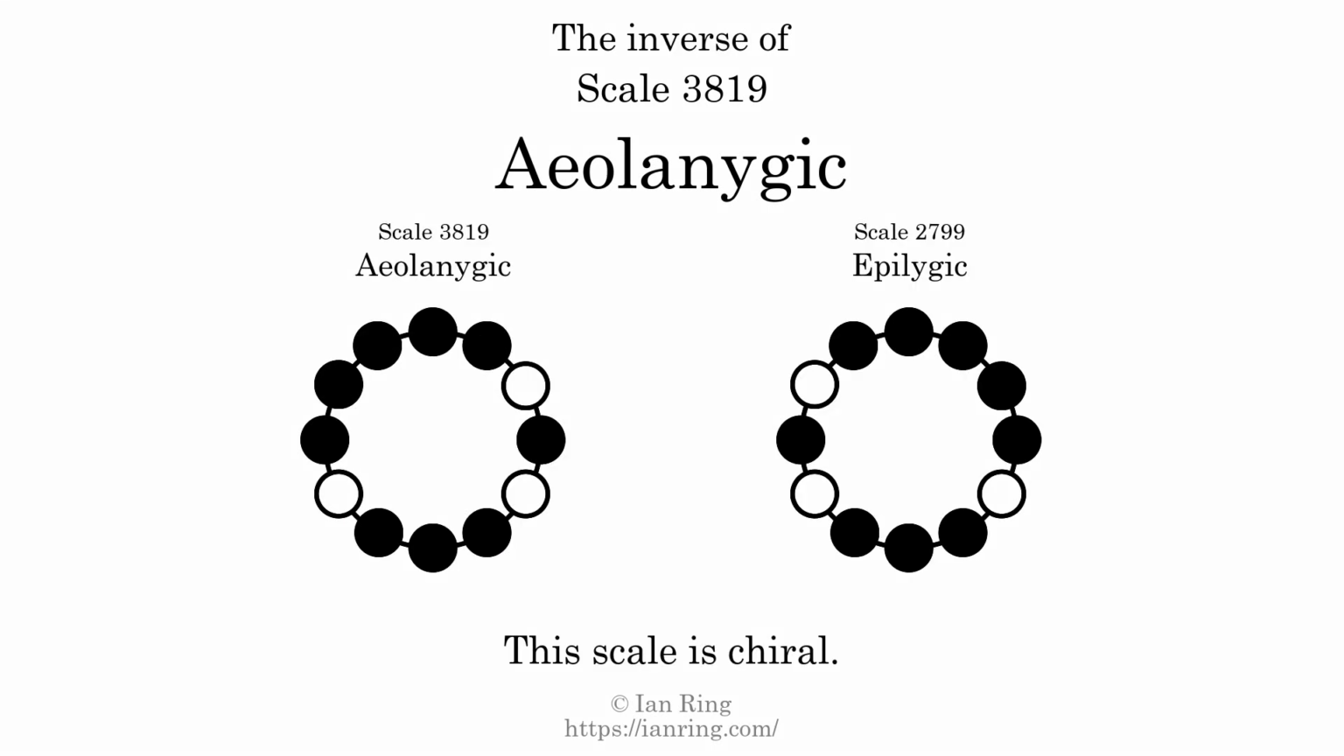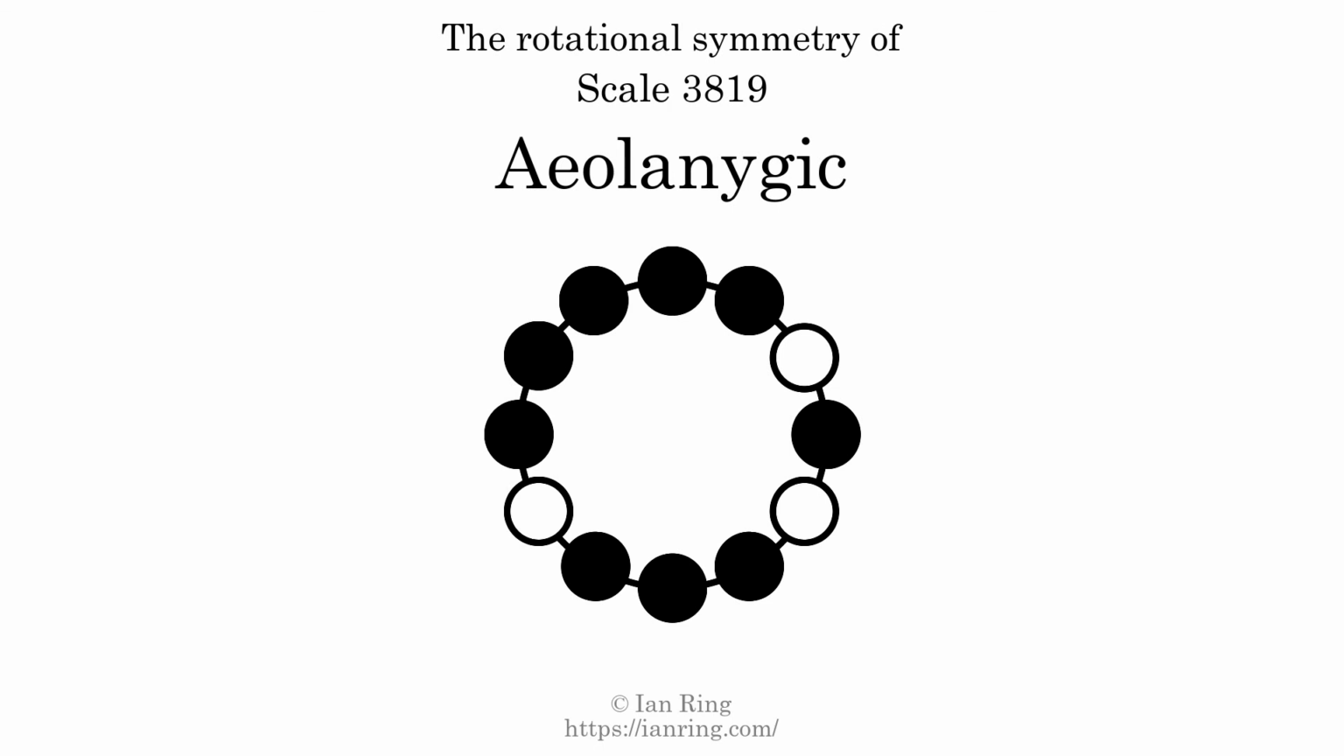The inverse of a scale is a mirror image. It is what you get when the sequence of intervals is reversed. The inverse of this scale is scale 2799, also known as Aeolanygic. This scale is chiral. It cannot transform into its inverse by rotational transformation. This scale has no rotational symmetry.